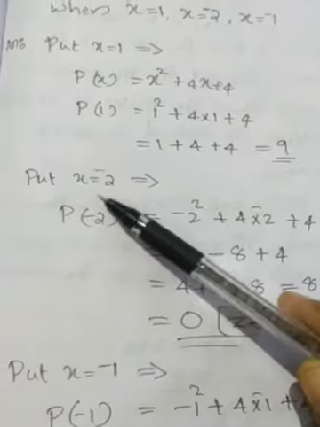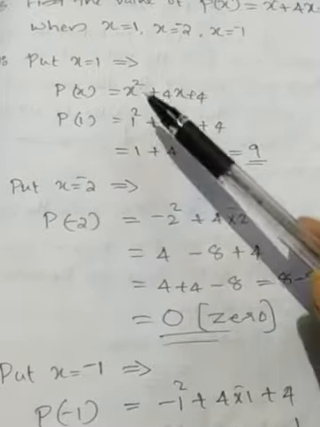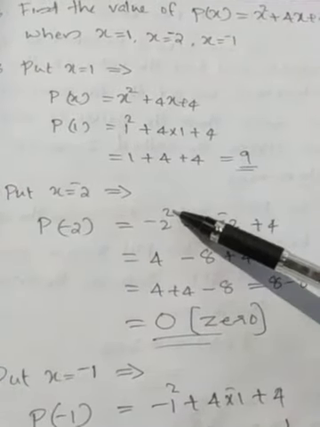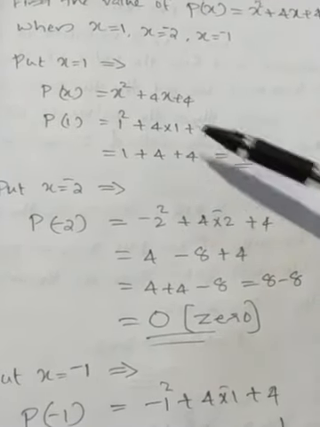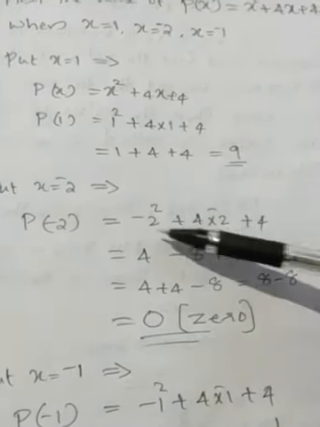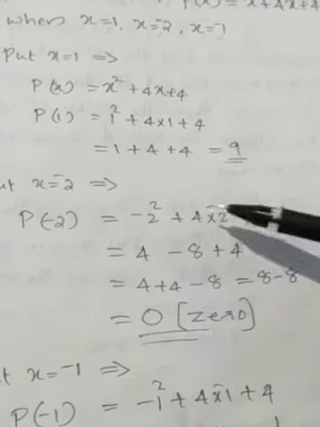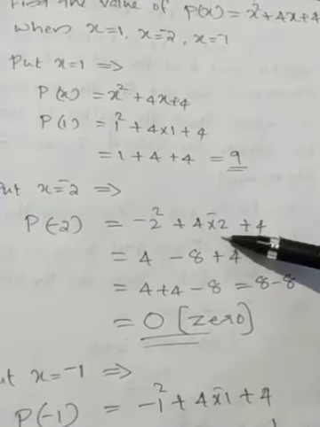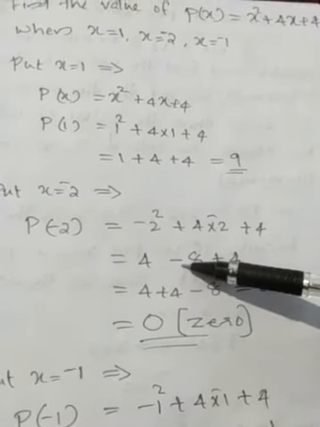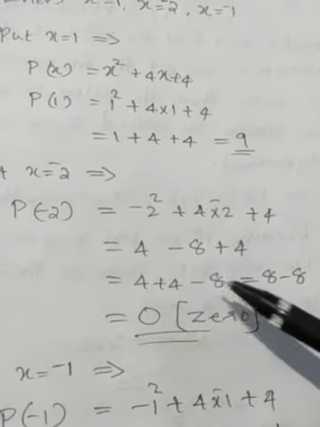Okay, got it. Next, put x equal to minus 2. At that time, p of x becomes p of minus 2, and x square becomes minus 2 square, and plus 4x becomes plus 4 into minus 2, and 4 is here. Then minus 2 square becomes minus 2 into minus 2, that is 4, and 4 into minus 2 becomes minus 8. 4 into 2 becomes 8, and the minus sign is here, that is minus 8, and plus 4 is here. So 4 plus 4 minus 8.